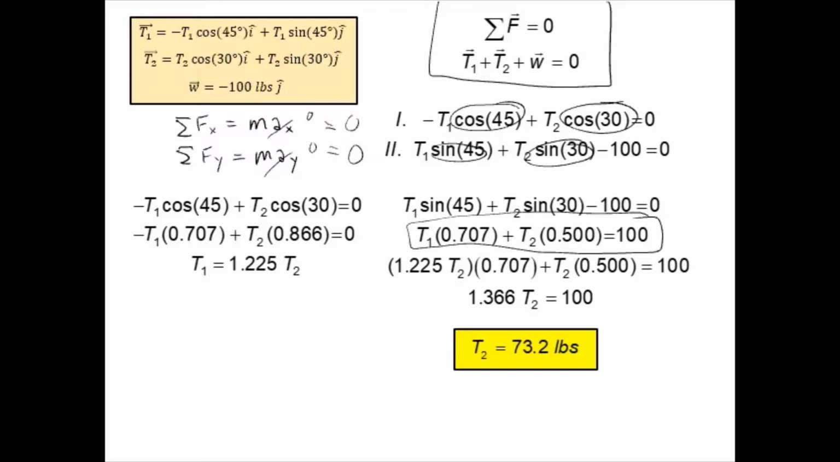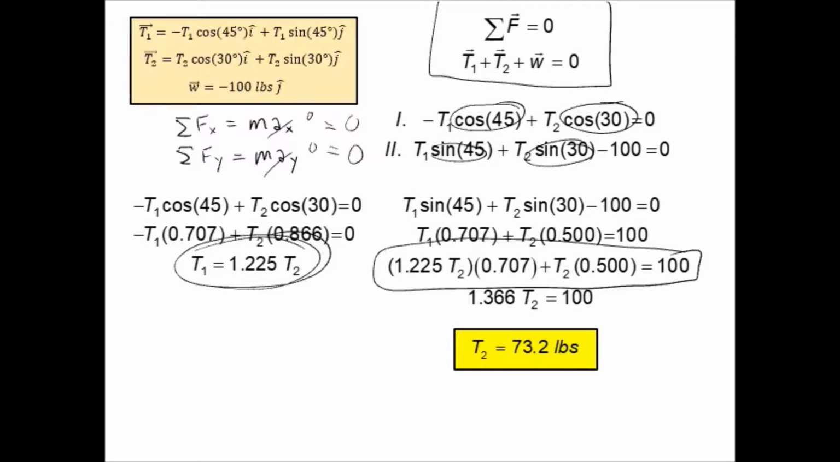I end up with that equation. Now, that's 2 unknowns with only 1 equation, but since I know this is true, I can make a substitution. In place of T1, I'm just going to write in 1.225 times T2. If T1 is equal to 1.225 times T2, then where I see this T1 here, I can just substitute in 1.225 T2. And when I do that, I end up with 1 equation with 1 unknown.